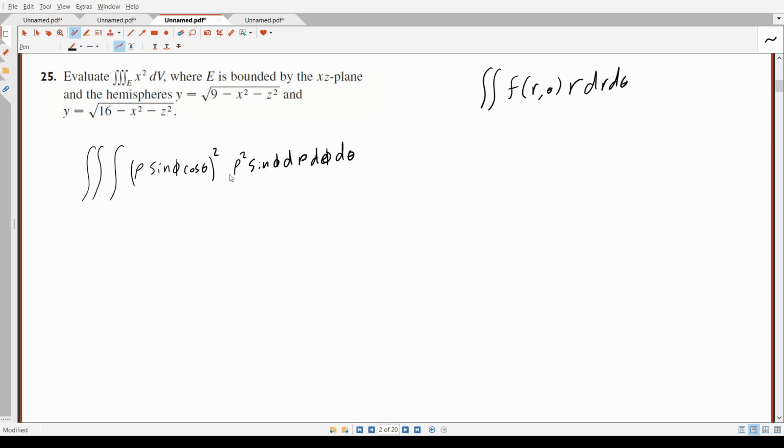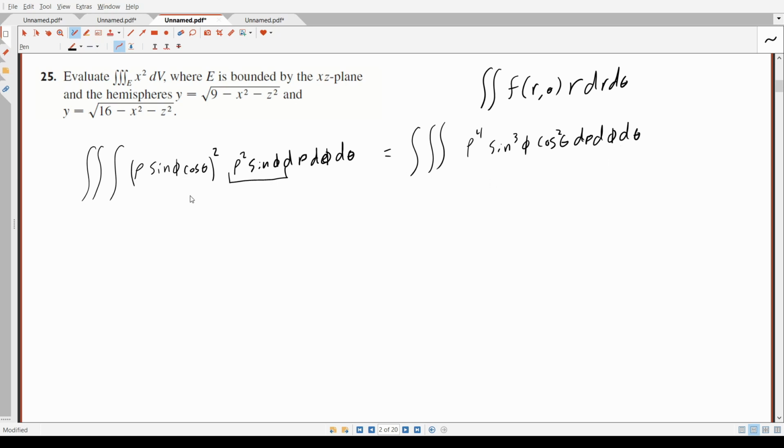So this is the same thing. Whenever I go to spherical coordinates, I have to include this term right here. Okay, so this isn't that hard. I can simplify this a little bit, and this is equal to the triple integral of rho to the 4th sine cubed phi cosine theta squared d rho d phi d theta.